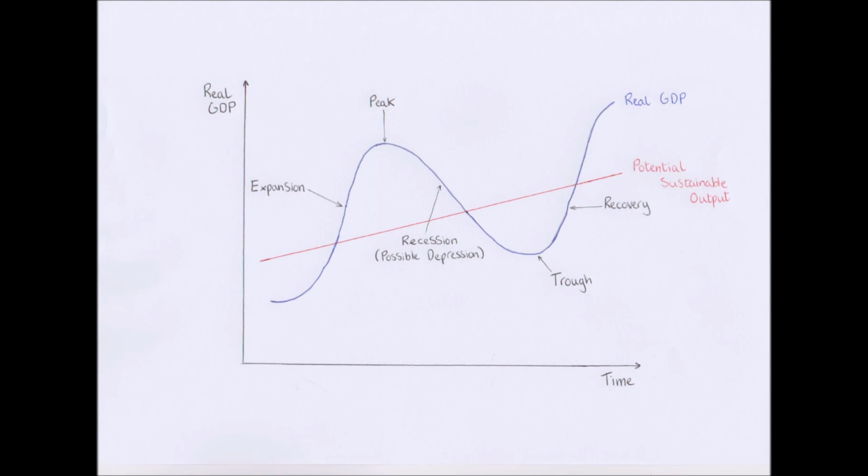So where we would go down to is known as a recession. So we have defined a recession in a previous video, but just again as a recap, it's defined as 2 consecutive quarters of negative economic growth. So the economy is shrinking.